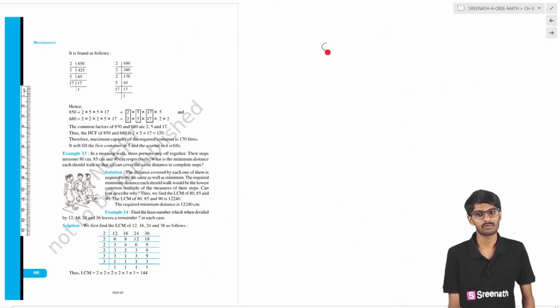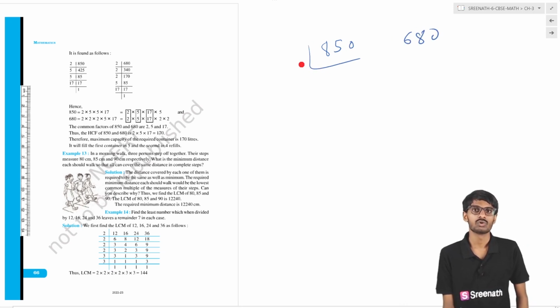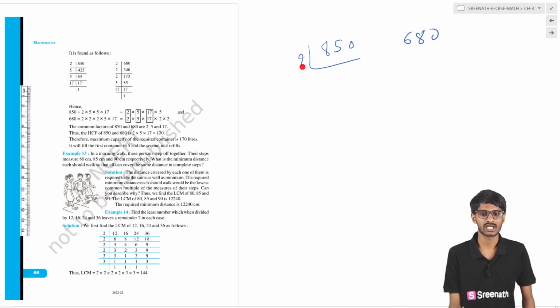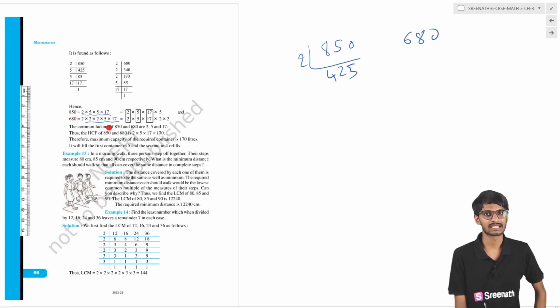So for the highest common factor, take 850 here, take 680 here. Now we have to find the factors. Starting with 2, that is 425, and like that you will get the factors of 850, and likewise of 680. If you see the common factors, 2, 5 and 17 are common, and 2 into 5 into 17 is 170.